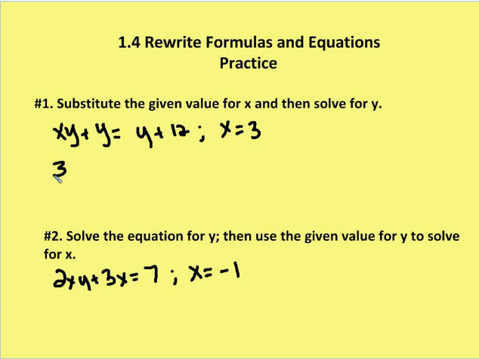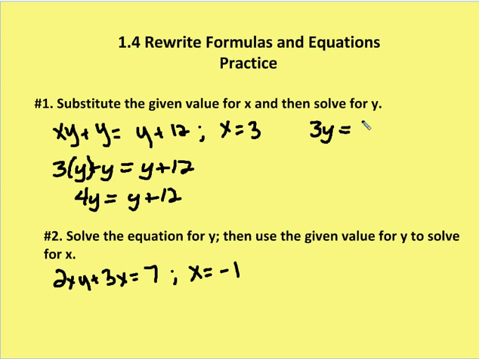So we just have 3y plus y is equal to y plus 12. Now my objective is to isolate y on one side of the equation and other values on the other side of the equation with the coefficient of y being a positive 1. So 3y plus y is the same as 4y. That's equal to y plus 12. Now I subtract y from both sides, and I end up with 3y is equal to 12, and then y is equal to 4, and that's my answer.